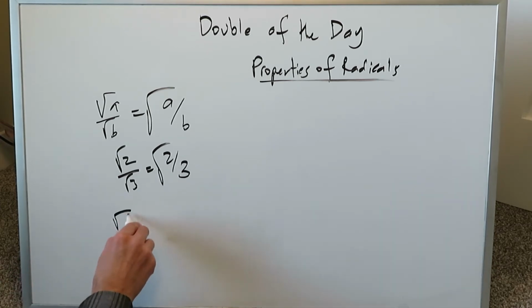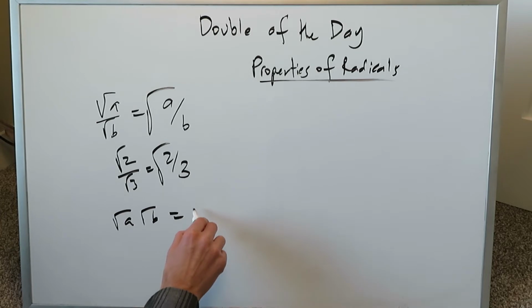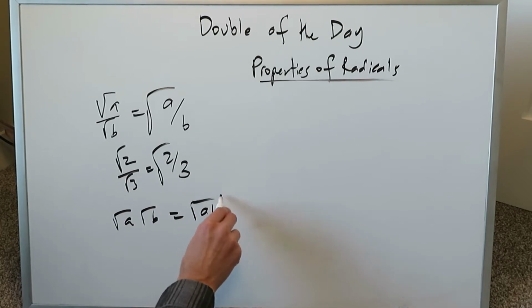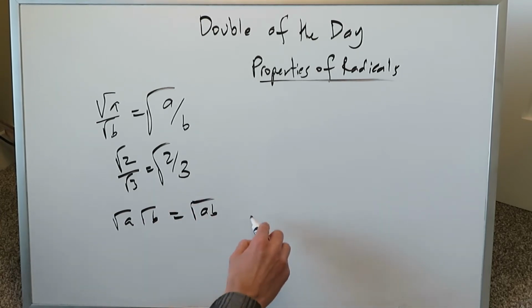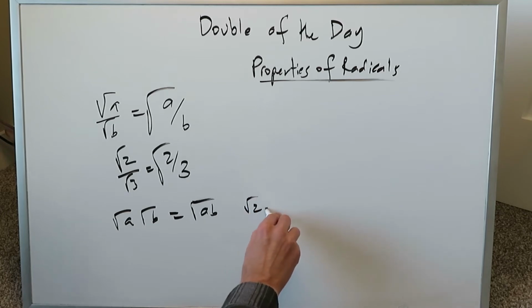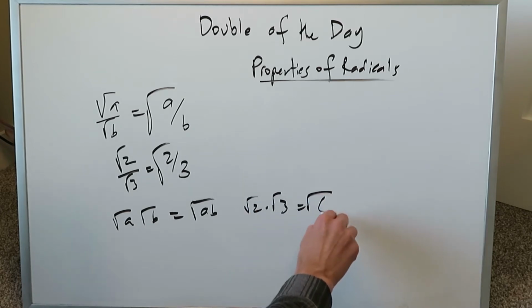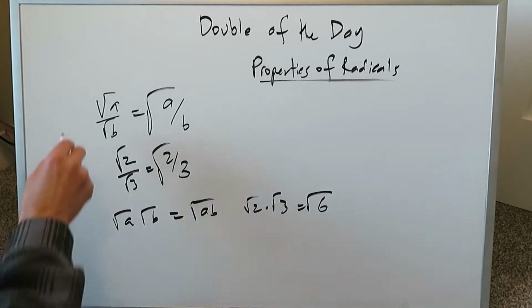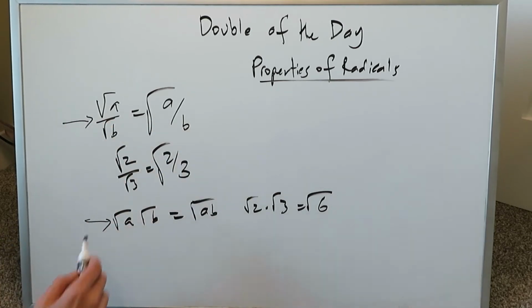Another very useful one is root A times root B is equal to root AB, where the product AB is under a single radical. Consider this again: root 2 times root 3 is equal to root 6. Very useful property. These are the ones I'm identifying.